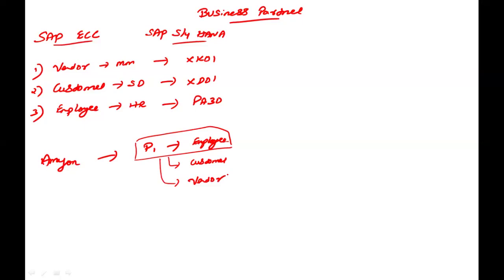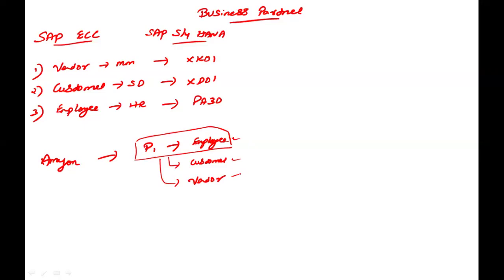A person who is working in Amazon is an employee for Amazon. And if he wants to buy anything from Amazon, then he is a customer. If the same person is having a business outside, then Amazon wants to buy that material from that person, he will act as a vendor. So the same person P1 is acting as employee, customer, and vendor.